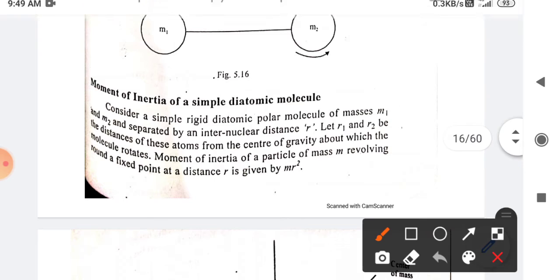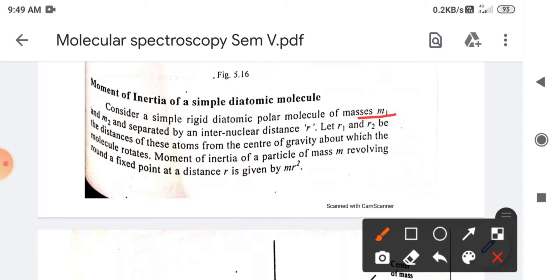So let the masses of atom 1 and atom 2 be m1 and m2, separated by distance r. Let r1 and r2 be the distances of these atoms from the center of gravity, about which the molecule is going to rotate. Now the moment of inertia for a particle of mass m revolving around a fixed point at a distance r is given by the formula m r square.